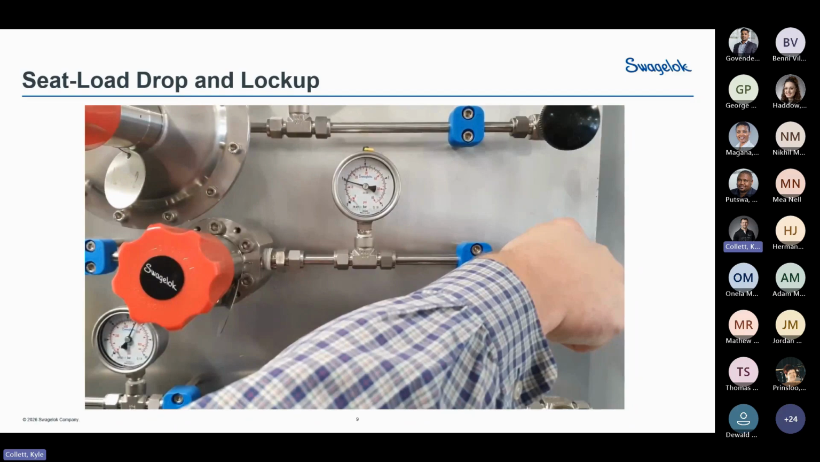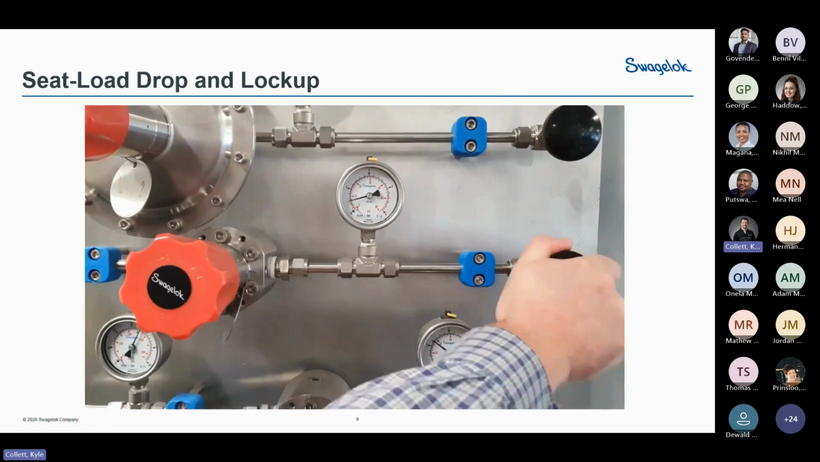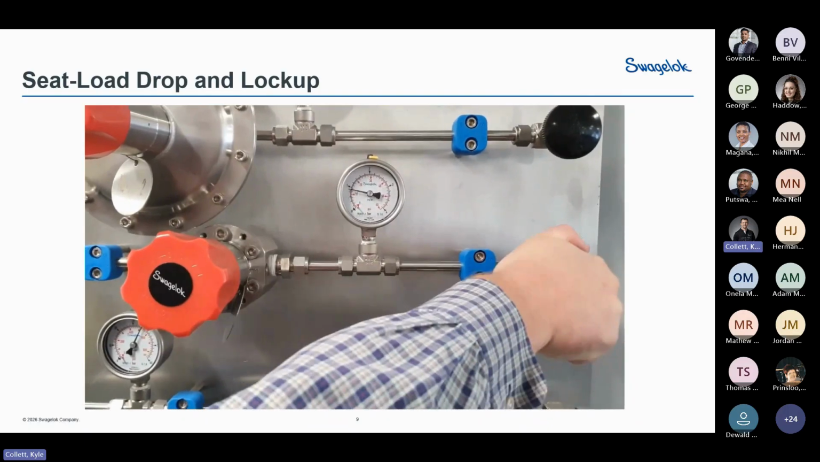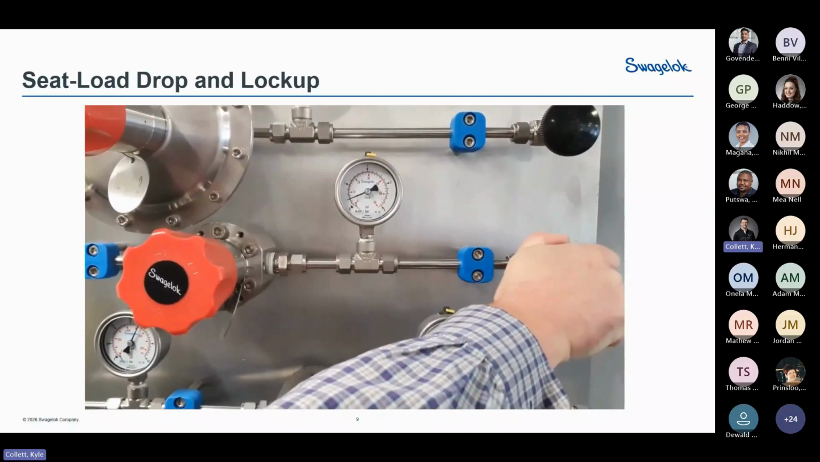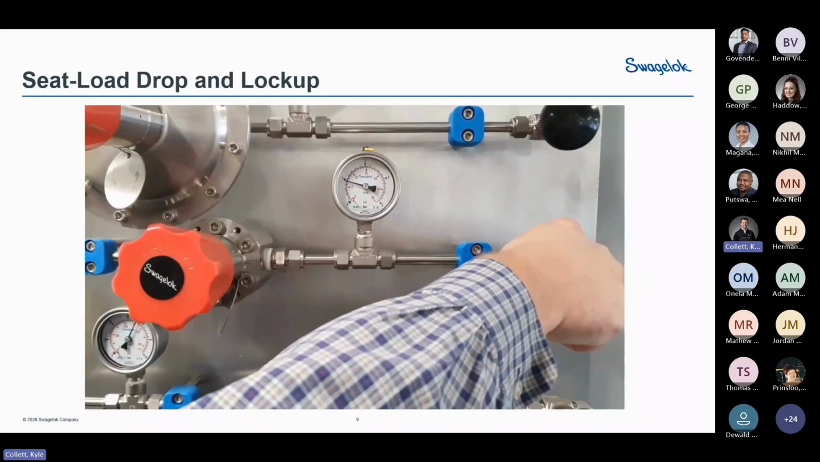So as you can see, the regulator was set at 1 bar in the static position, and as the valve was actuated downstream, although the regulator was set at 1 bar, the pressure did drop down from 1 bar to almost 0. As the valve was actuated to the closed position, you saw lockup occur as the pressure spiked back up to 1 bar.